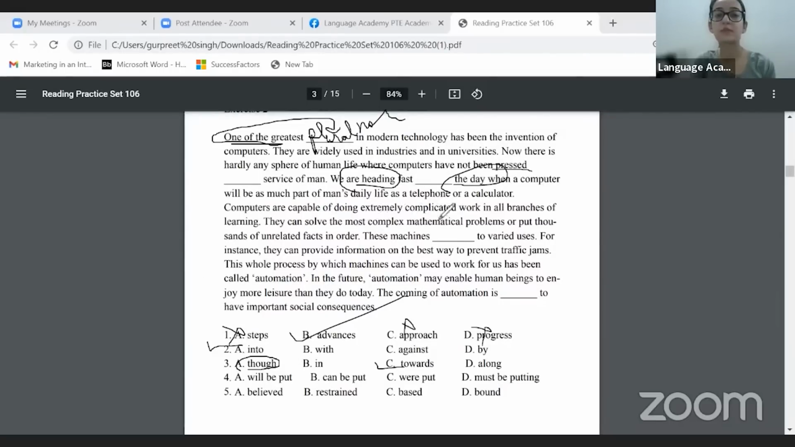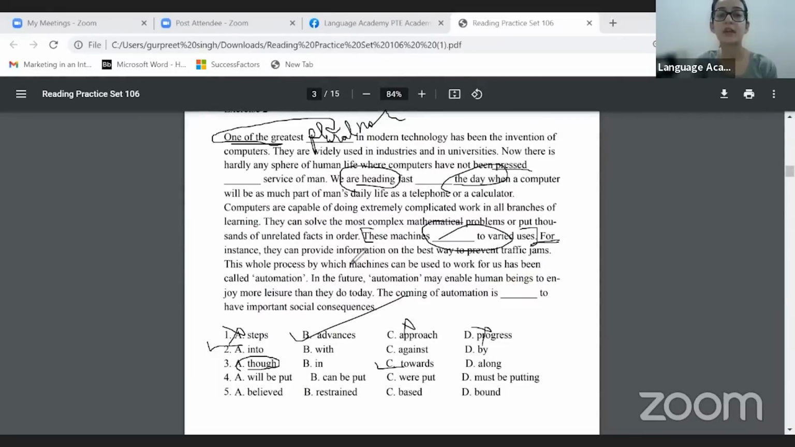Computers are capable of doing extremely complicated work in all branches of learning. They can solve the most complex mathematical problems or put thousands of unrelated facts in order. These machines dash to varied uses. So as I always say, whenever the sentence is very small, don't fill it right there. Read the next few sentences, because for small sentences, they always give you further information to solve that blank in the following sentences, because they don't expect us to do magic. They will give us hints, only then can we understand. Right here, they have given us an example, because without an example, we cannot understand what they are trying to say. These machines dash to varied uses.